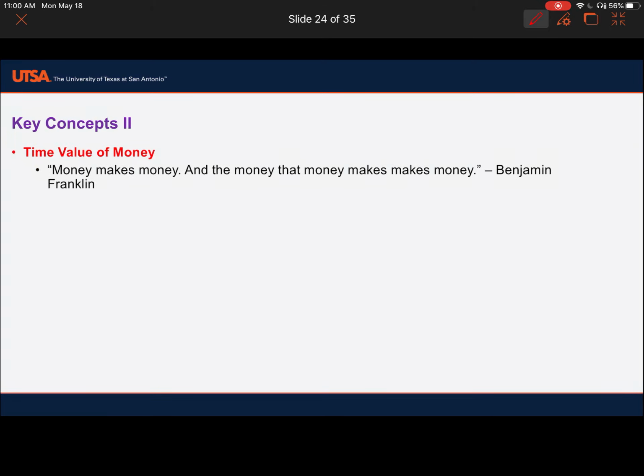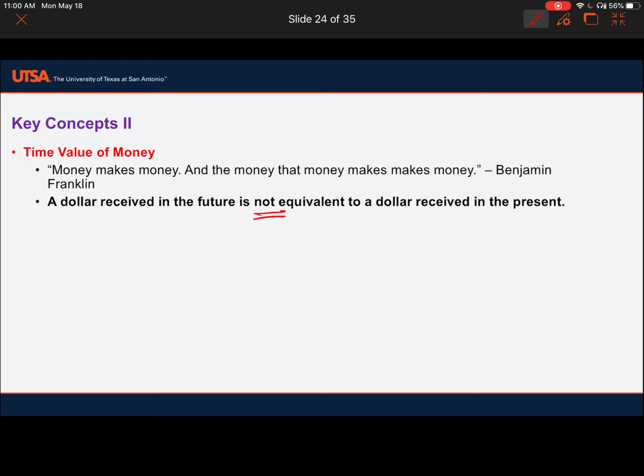The second concept is time value of money. Benjamin Franklin says money makes money, and the money that money makes makes more money. So a dollar received in the future is not equal to a dollar received in the present, right? So what does it mean? It means $100 at time 0 is equal to $100 at time 1?